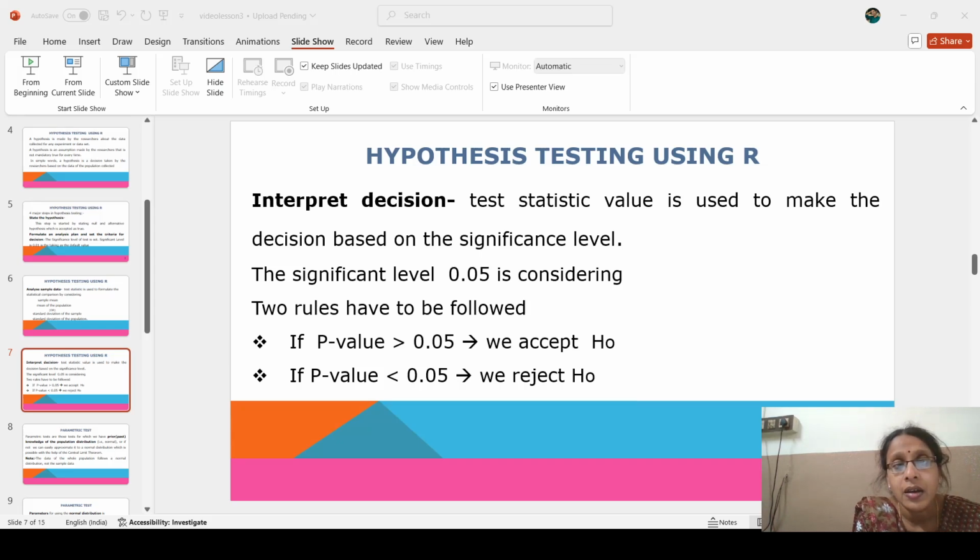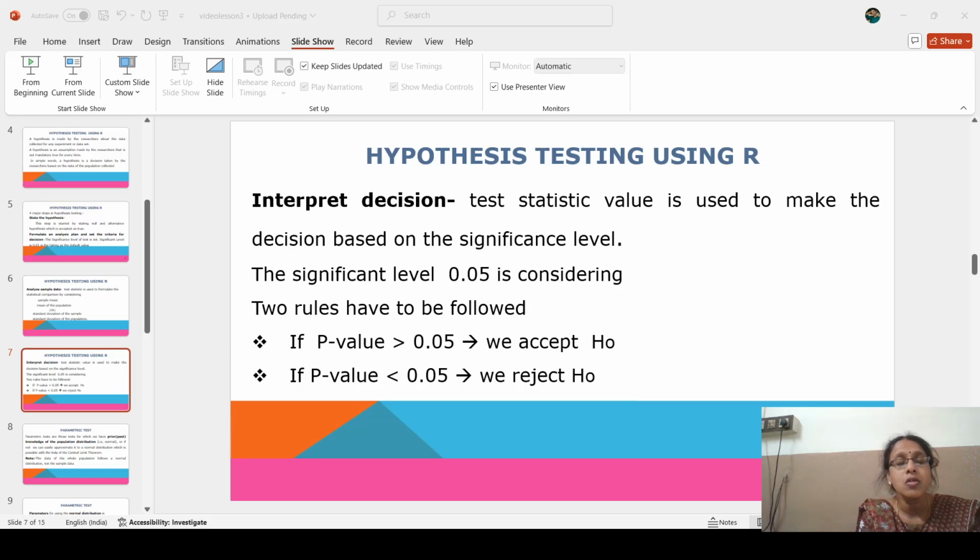Analyze the sample data. Here, to analyze the sample data, the test statistic is used to formulate the statistical comparison by considering the sample mean and the population mean, or by considering the standard deviation of the sample and the standard deviation of the population. Interpret the decision means the test statistic value is used to make the decisions based on the significance level. Here I am taking the significance level as 0.05.